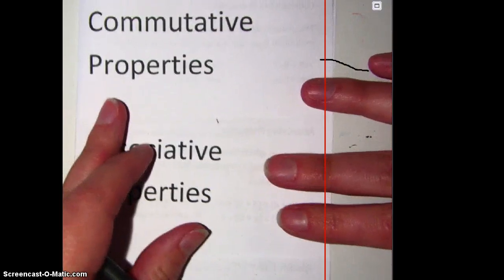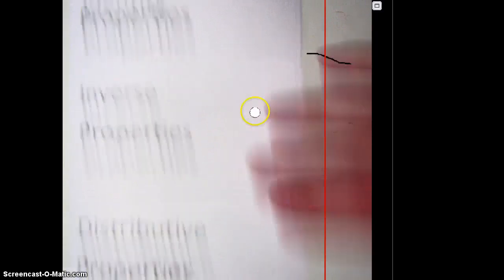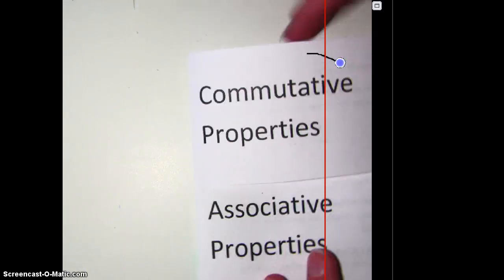Okay, ladies and gentlemen, today we're going to be working on the properties. There are 5 properties. We have the commutative property, the associative property, the identity property, the inverse property, and finally the distributive property. So let's go ahead and start off with the commutative property.